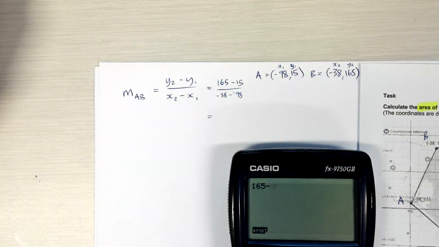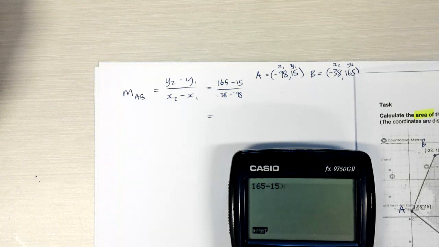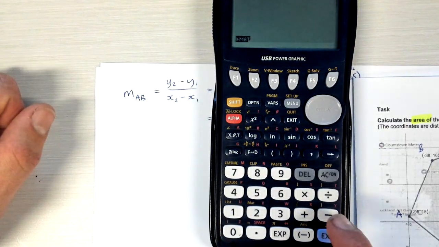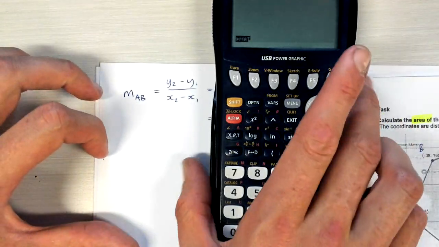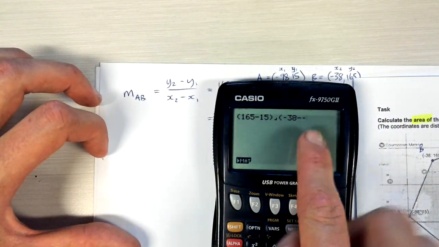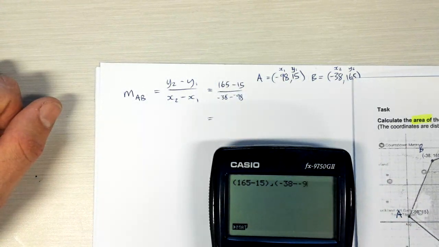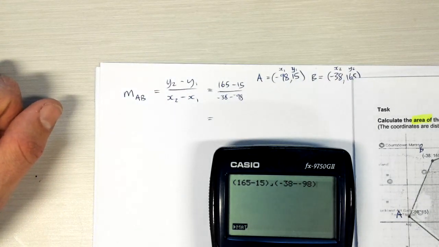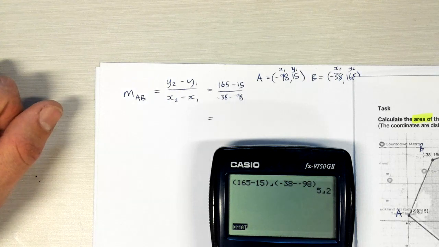165 minus 15. You could do this all in one pop actually. Let's be lazy, eh? Chuck that in brackets. And then over, and then chuck the bottom in brackets. Negative 38 minus, so I use this key for minus, and then this key for negative. So see how it gets minus negative. So minus negative 98. And then click that. So that'll actually give us a fraction, which is cool.